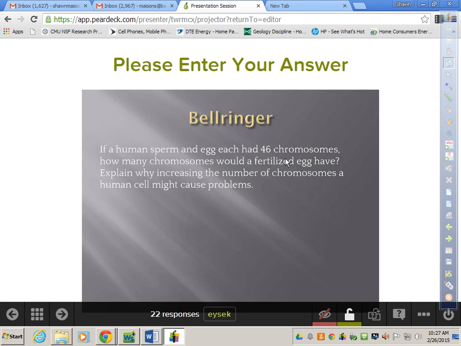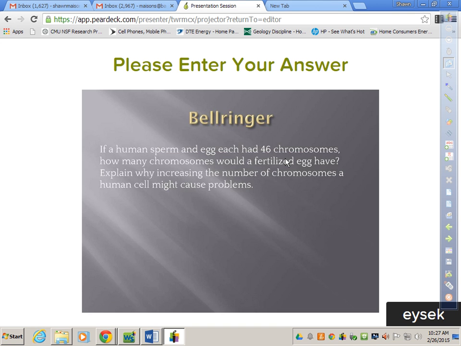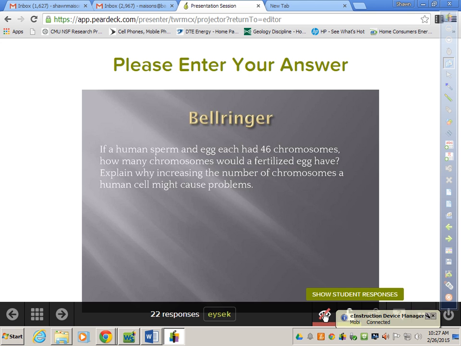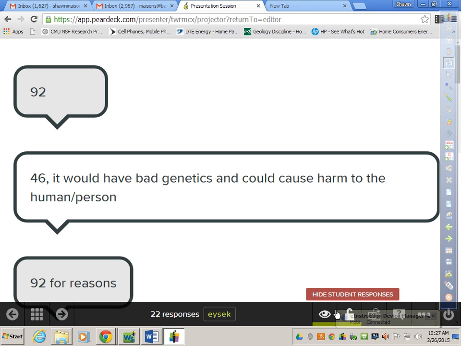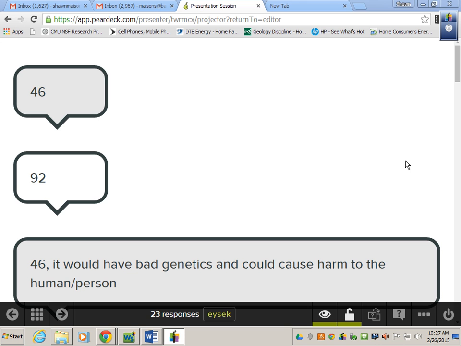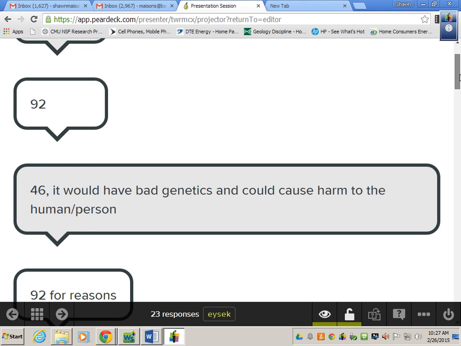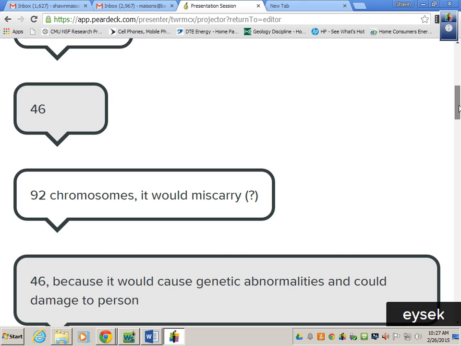Okay, so if a sperm and egg each had 46 chromosomes, and we learned yesterday that that's not true, hopefully, how many chromosomes would they have? That's the question, right? No, I'm sorry. How many chromosomes would a fertilized egg have? Sorry about that. See what you guys told me. Hopefully we got a big number, right? Okay. So it would have 92 because you'd be adding 46 and 46.